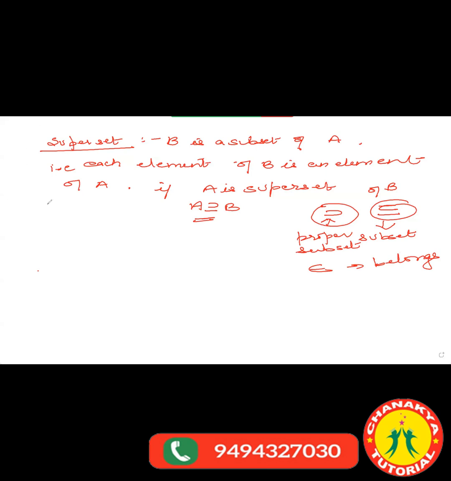Superset, can you repeat it again? It's like equal set. Not equal set. This means B is a subset of A, each element of B is an element of A. But it is not necessary that each element of A will be an element of B also. This condition is not given, right? Okay. Now next is power set.